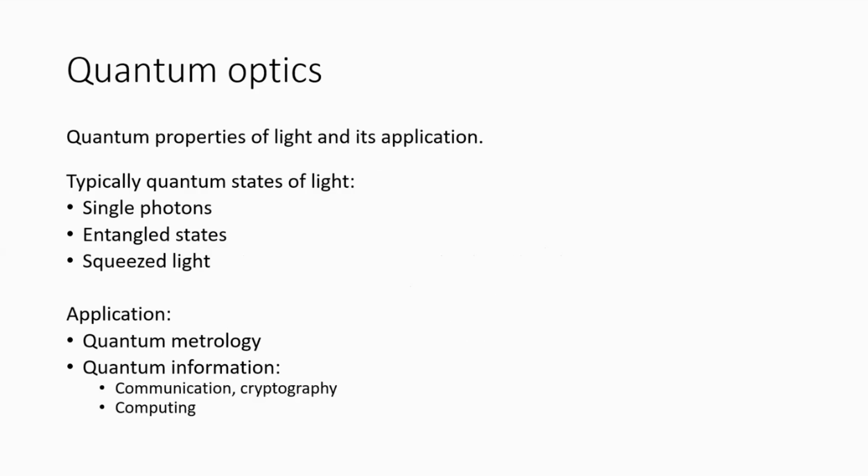So what is quantum optics exactly? Well, it's quite a broad subject, but I would summarize it by saying it's just the study of quantum properties of light and the associated applications. So when you hear about quantum optics, it usually revolves around the typical quantum states of light that you can use. Those can be single photons, entangled states, which are very important in quantum optics, and squeezed light is closely related to entanglement.